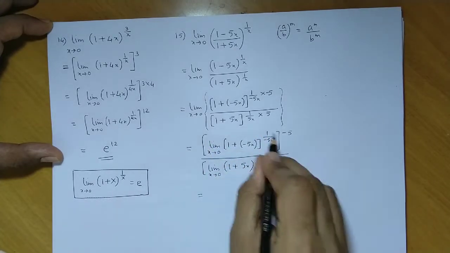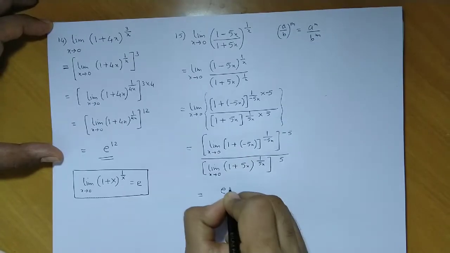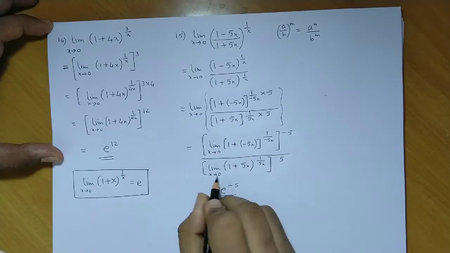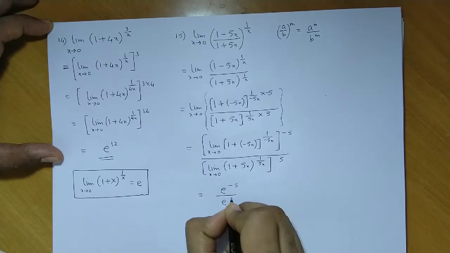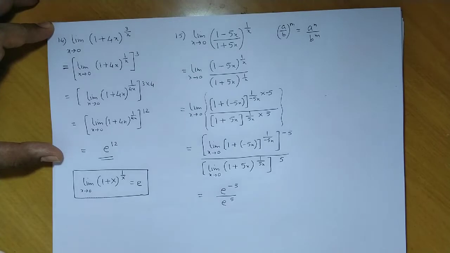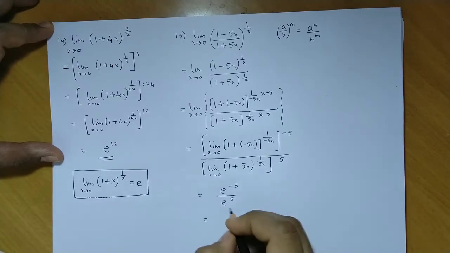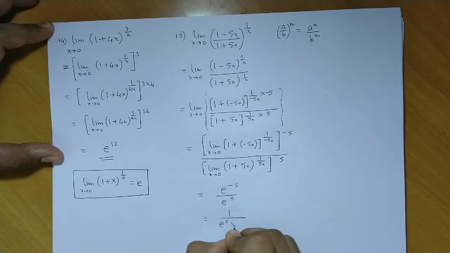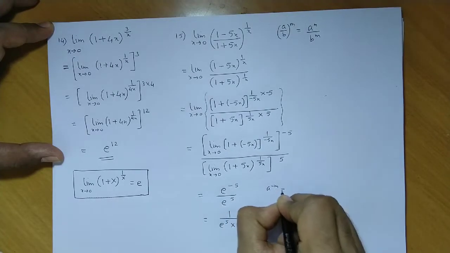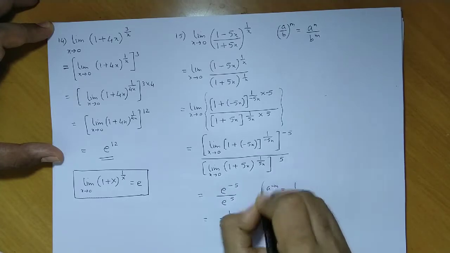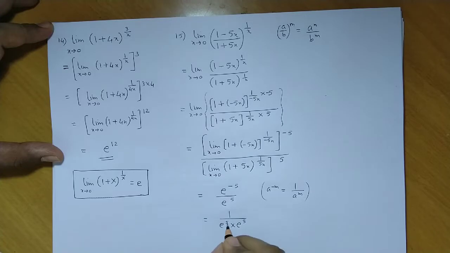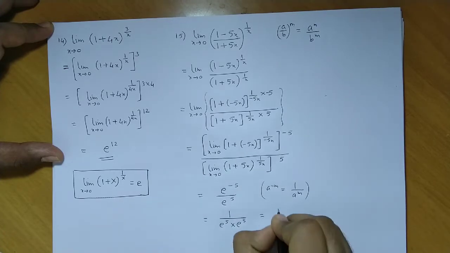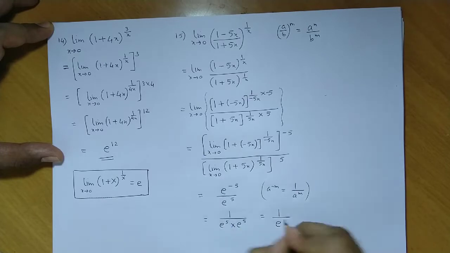Now the value of this standard limit is e. So we have e raised to minus 5. Again the value of this standard limit is e, but raised to 5. Next, again we use the law of indices. e raised to minus 5, if you bring it in the denominator, it becomes e raised to 5. And you already have one more e raised to 5 here, right? If you remember this, a raised to minus m is 1 upon a raised to m. Now, e raised to 5 into e raised to 5 is nothing but e raised to 5 plus 5, so the answer is 1 upon e raised to 10.